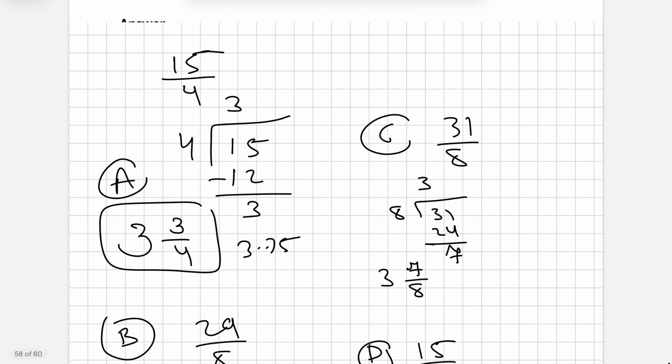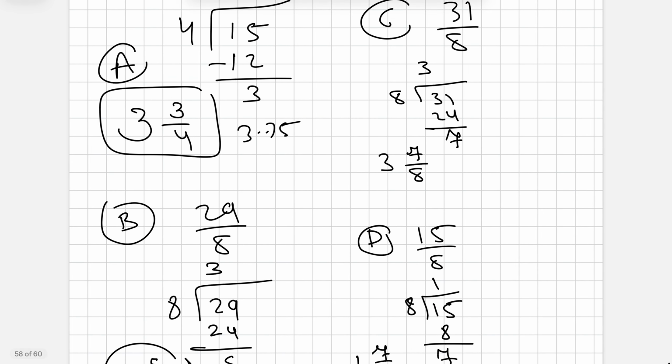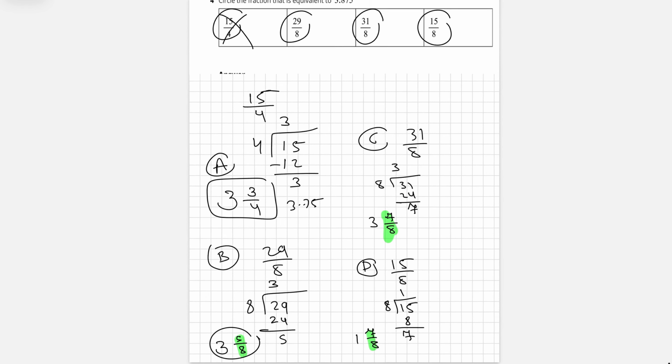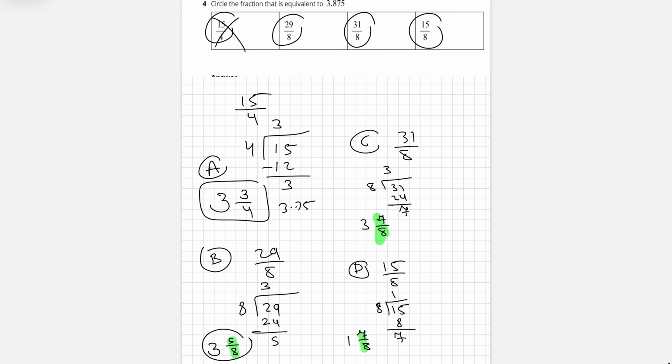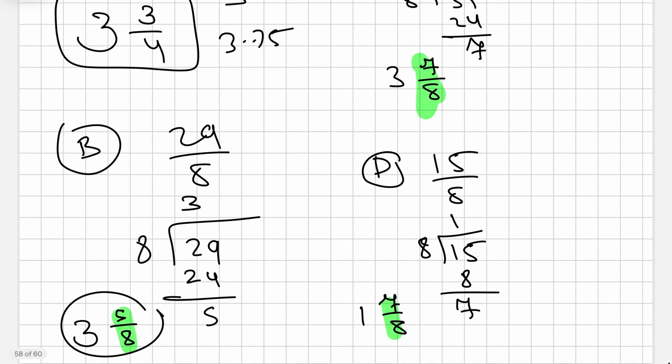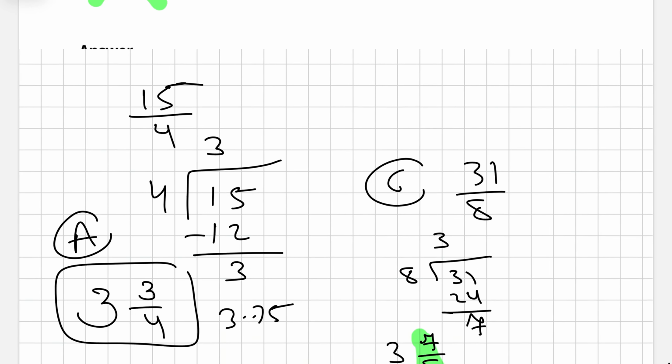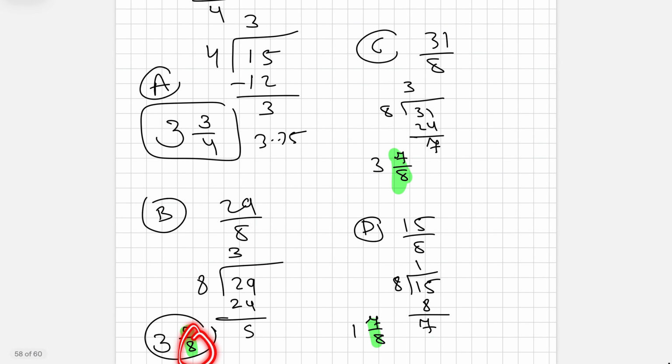So we need to confirm which one of these fractions we have, 7 over 8 or 5 over 8. Since we have 1 repeated here, and we have 3 here, this will also be cancelled. So D is cancelled, A is cancelled. So it's either this or that. The second one gave me 5 over 8. The third one gave me 7 over 8.